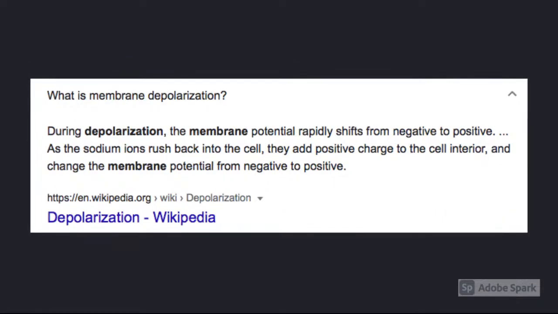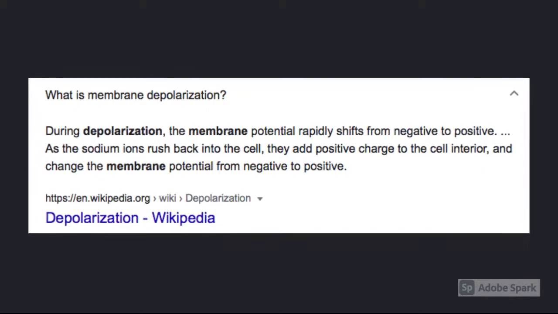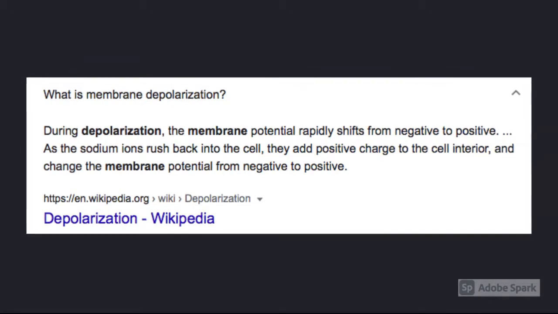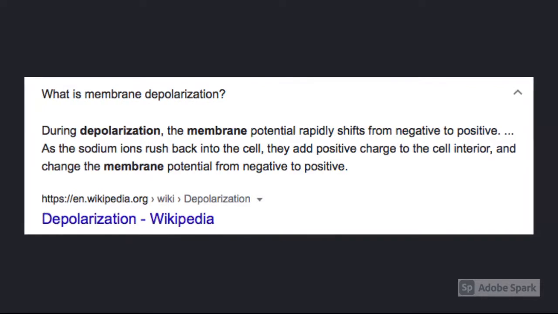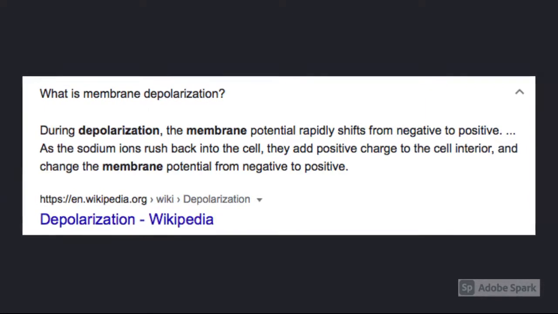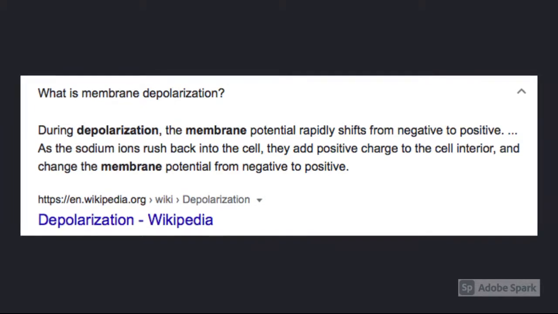What is membrane depolarization? During depolarization, the membrane potential rapidly shifts from negative to positive as the sodium ions rush back into the cell. They add positive charge to the cell interior and change the membrane potential from negative to positive.